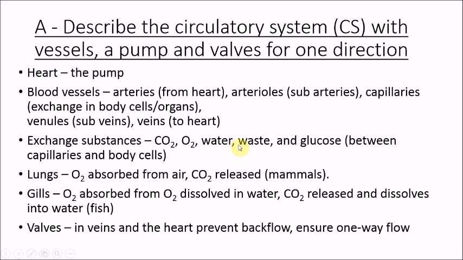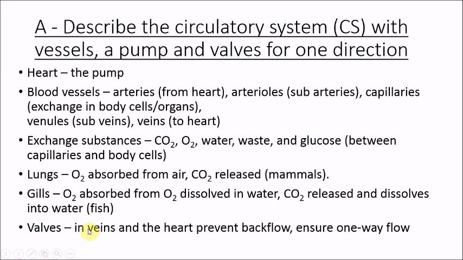Water also is exchanged, waste, and glucose, and this is between capillaries and body cells. The lungs are a site of exchange, so in the lungs you will find a lot of capillaries, because capillaries are used for exchange, and it will be between the organ, the lung, and the capillaries. Oxygen is absorbed from the air because we need it for respiration, and then CO2 is released, and that's for mammals. But with fish, they have gills, and oxygen is absorbed from the oxygen dissolved in water as it rushes through the gills, and then CO2 is released and dissolves into the water, and that's for fish.